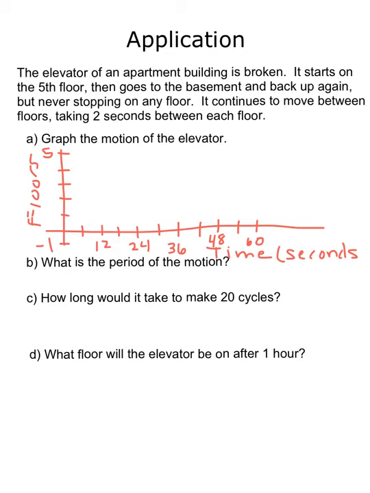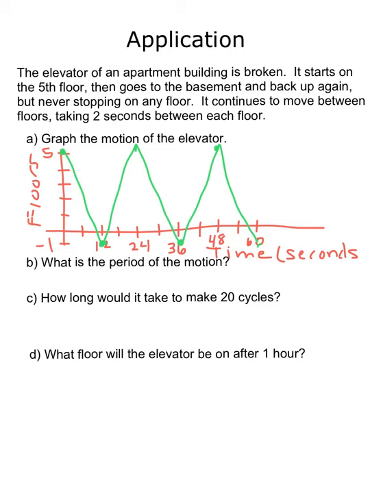It starts on the 5th floor, and it says it takes 2 seconds to go between each floor. So it's got to go 6 floors if it goes down to the basement. So 6 times 2 would be 12. So it's going to start at 5, and it's going to go in 12 seconds down to the basement. And then in another 12 seconds, it's going to go back up to the 5th floor, in another 12 seconds down to the basement, in another 12 seconds up to the 5th floor, and so on. So it goes down, up, down, up, down, and that would continue going on forever.